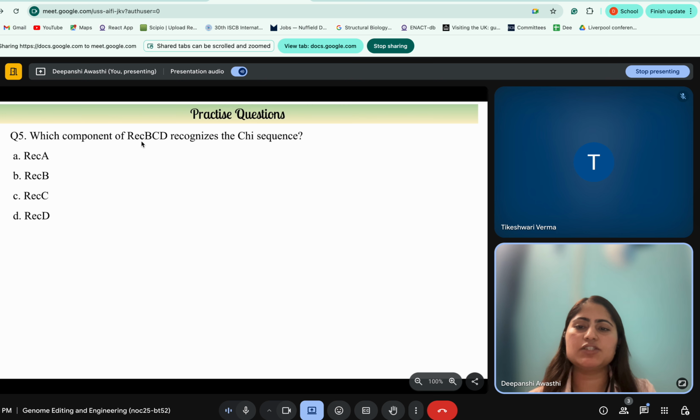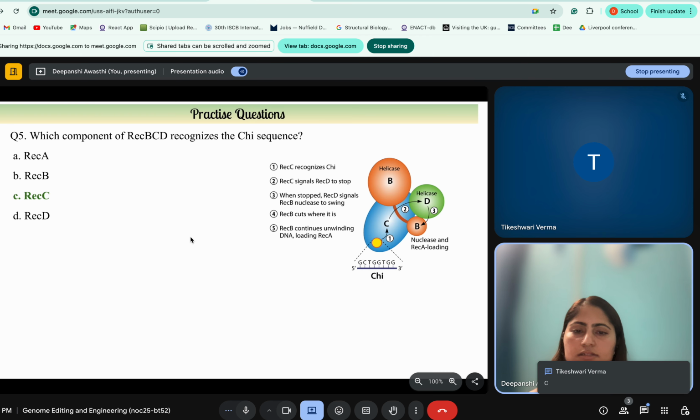Now the next question is which component of RecBCD recognizes the chi sequence or the chi site which we have seen. Option A is RecA, option B is RecB, option C RecC, and option D is RecD. Yeah, this is also right because we have seen that RecC is involved in binding the chi site.